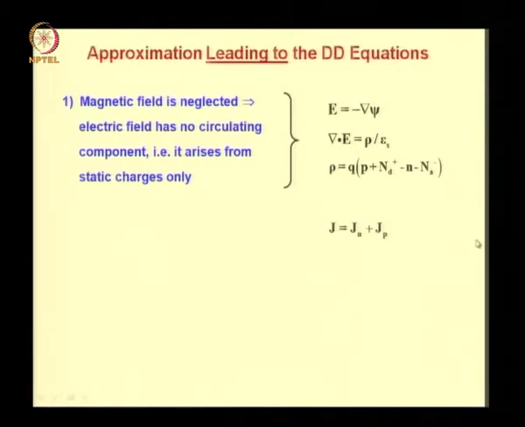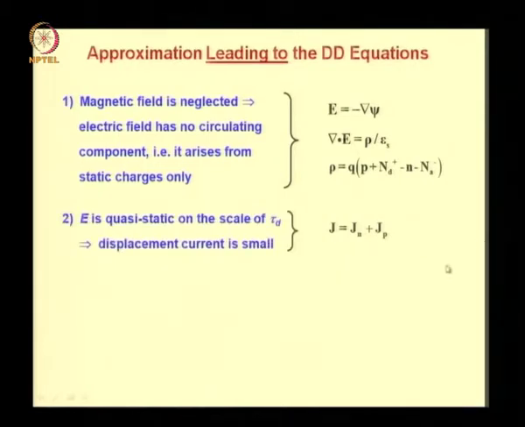When you write J equal to Jn plus Jp, you are assuming that E is quasi-static on the scale of dielectric relaxation time, and therefore displacement current is small. So otherwise you will have the displacement current adding on to Jn and Jp, which are due to drift, diffusion and thermoelectric currents.